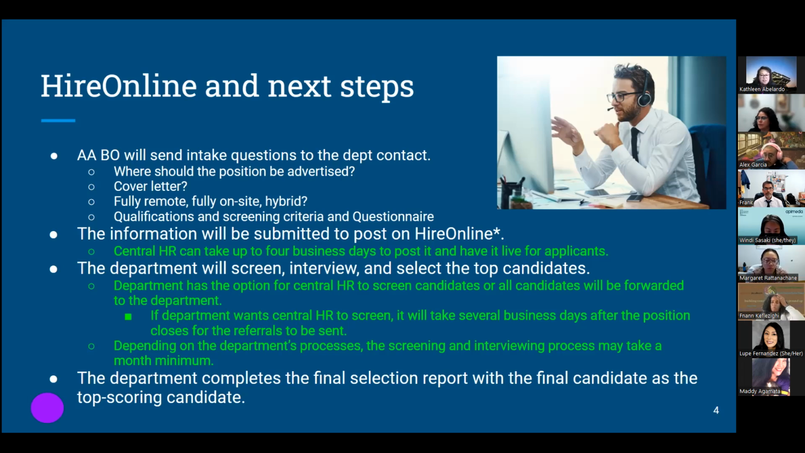Depending on the department's process, the screening and interview process can take up to a month or a minimum. So it just depends on how quickly we get through the screening process. And then the department completes the final selection report with the final candidate as the top scoring candidate. One thing that we need to ensure is that once the department selects the candidate, HR contacts review and make sure that the top candidate has the top scoring on the final selection report. Next slide.